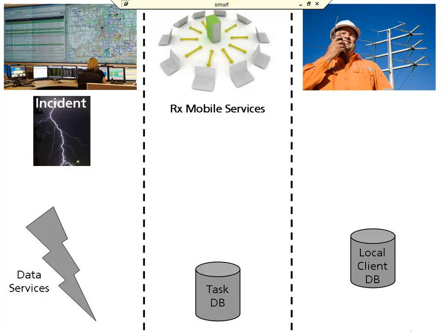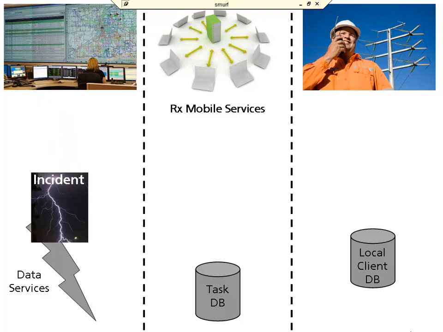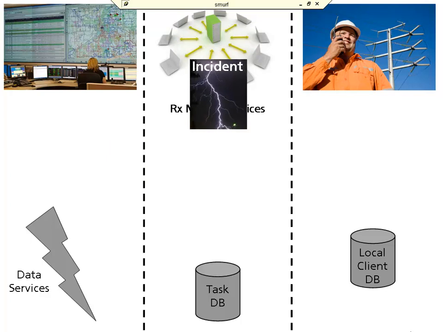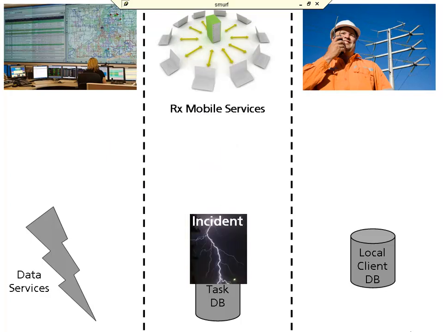So an incident is reported to the dispatch center, and the dispatcher will enter the information, and that information will go into data services, and then mobile services will automatically pick up that there's a new incident in data services, take that incident, and write it out to this task database. Now this incident will be stored in this task database on the server here.